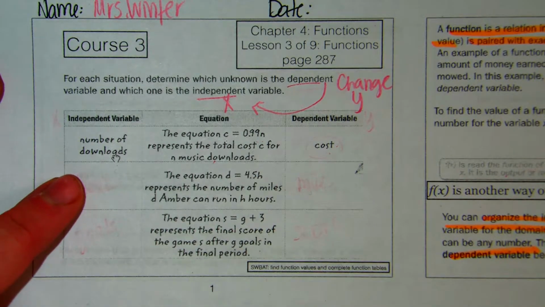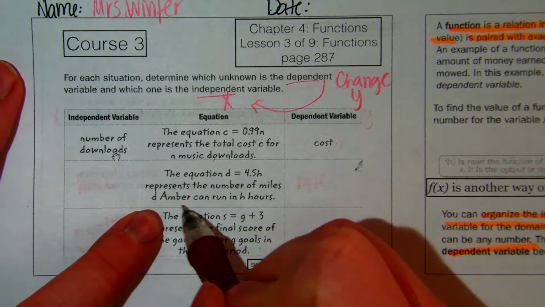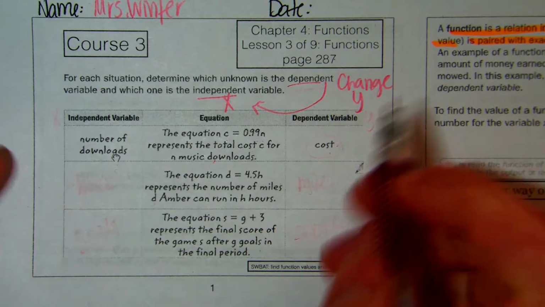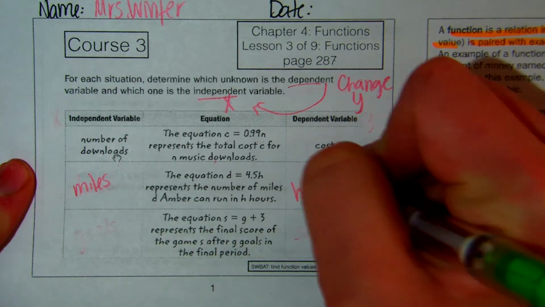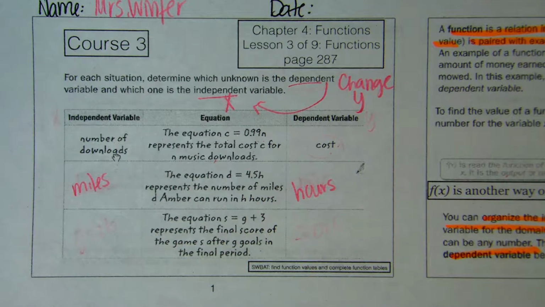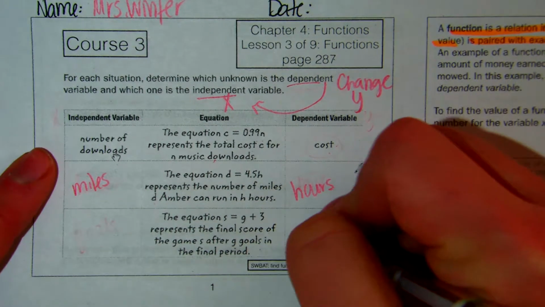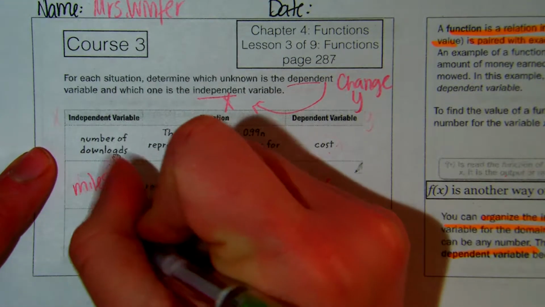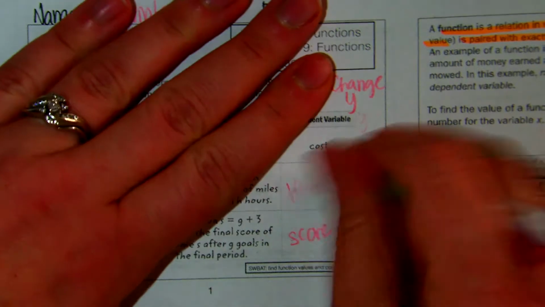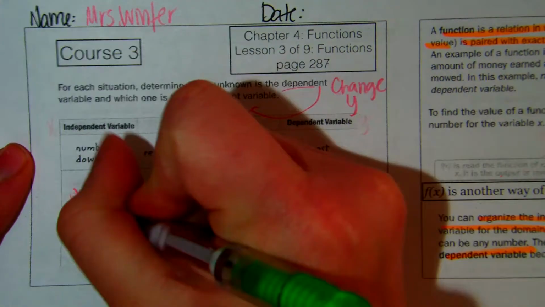So the equation d equals 4.5h represents the miles d that Amber can run in h hours. So what depends on the other? The miles depend on the hours she can run. The equation s equals g plus 3 represents the final score of the game s after g goals. So the score depends on the goals made. And I have this one backwards. I said it right, but I wrote it wrong. The miles depend on the hours ran.